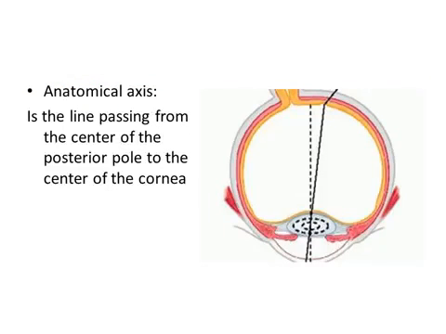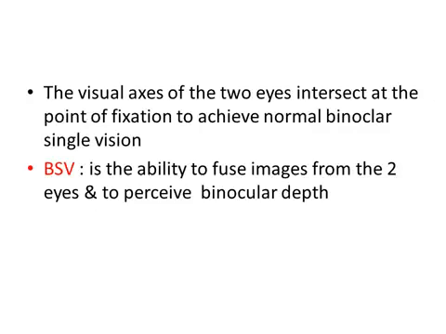There is another axis, which is called the anatomical axis. It is the line passing from the center of the posterior pole to the center of the cornea. So if you can imagine, the anatomical axes of the two eyes are parallel to each other, while the visual axes of the two eyes, they intersect.